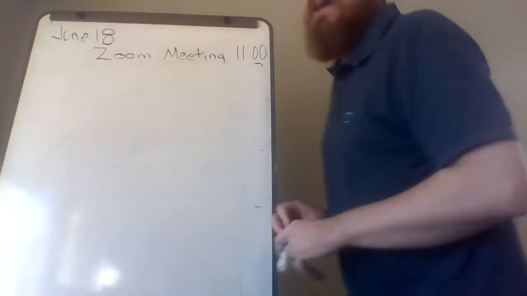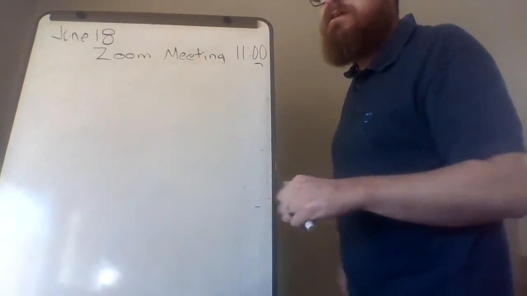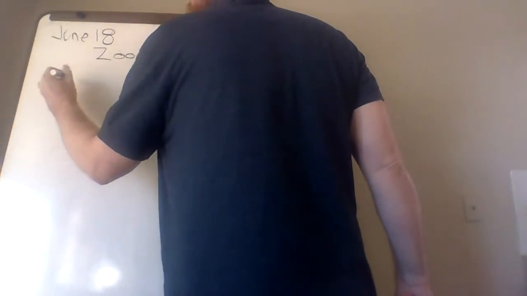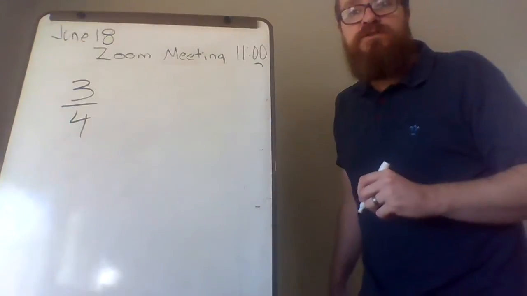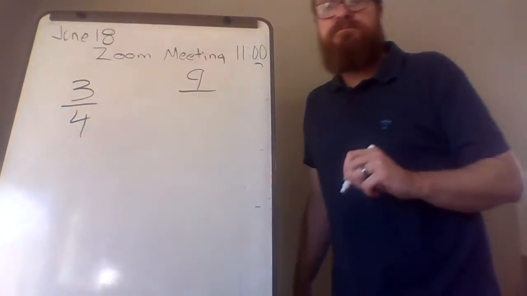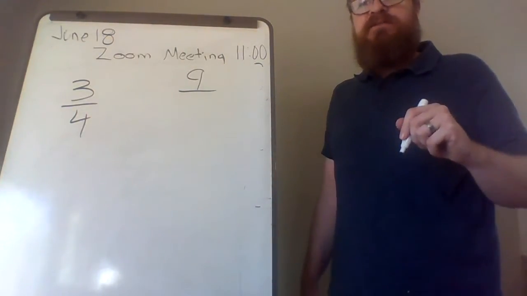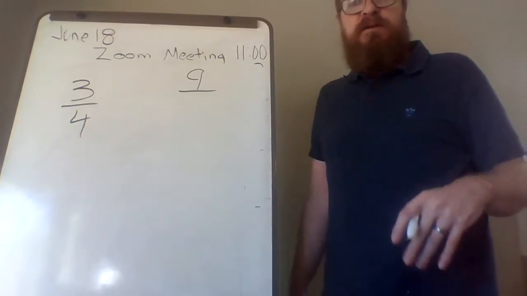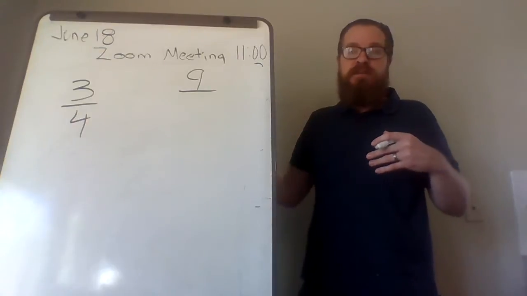All right, so I have 3/4, and I want to make an equivalent fraction that has 9 as a numerator. Okay? So I have to think, how do I get from 3 to 9? Because 9 is bigger than 3, I know it's multiplication, it's not division.